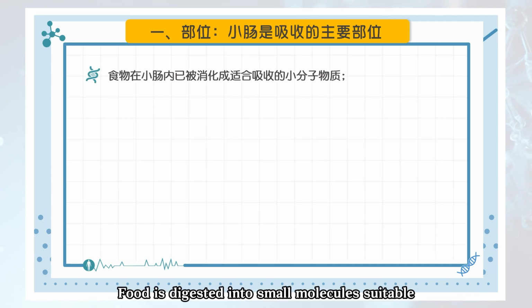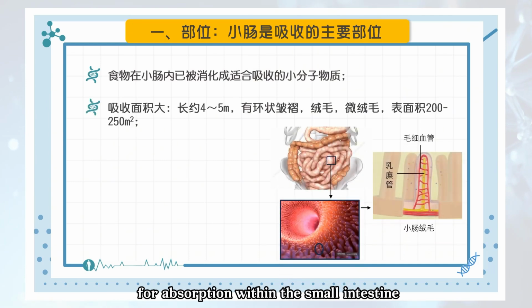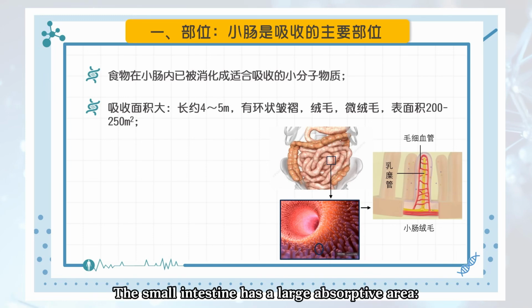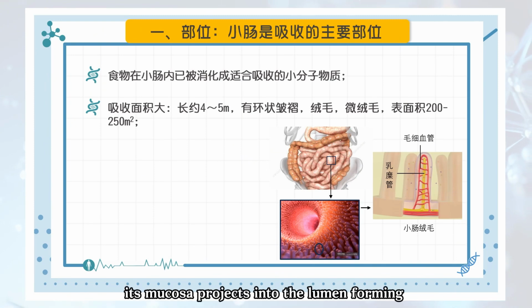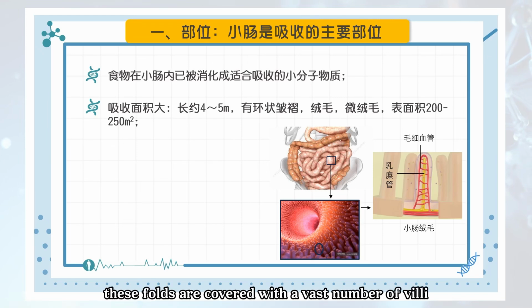1. Food is digested into small molecules suitable for absorption within the small intestine. 2. The small intestine has a large absorptive area. It is about 4 to 5 meters long. Its mucosa projects into the lumen, forming numerous circular folds. These folds are covered with a vast number of villi.